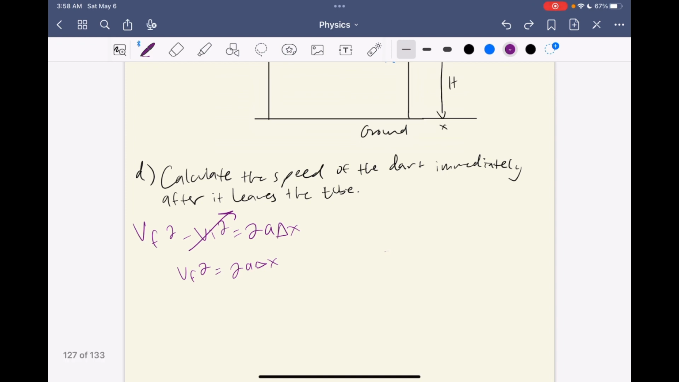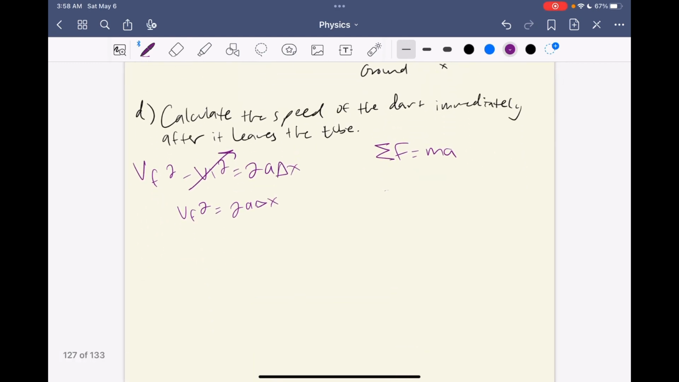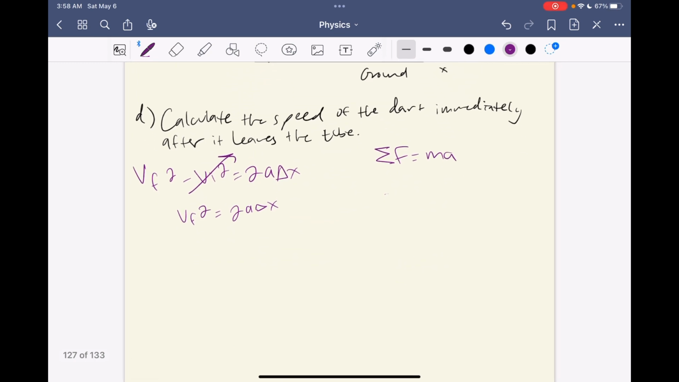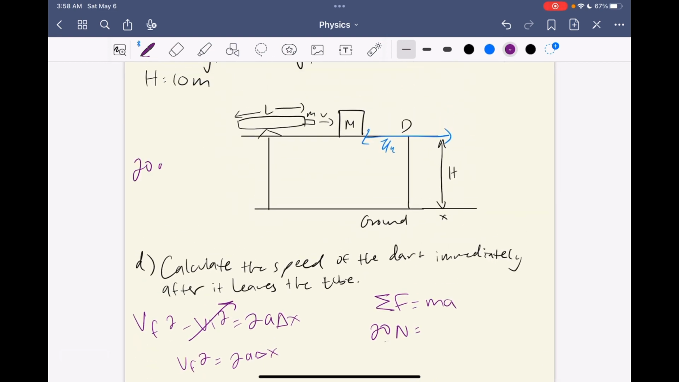We can find acceleration by doing net force equals ma. We're given that the net force of the dart is 20 newtons, so we can just put that in. The mass of the dart is 20 grams. Oh, so we have to convert it to kilograms. 1 gram is equal to 0.001 kilograms.